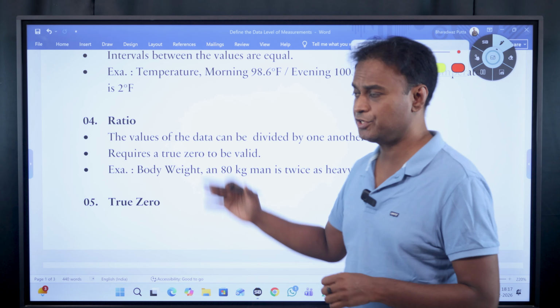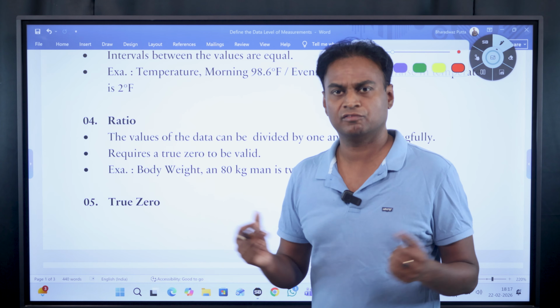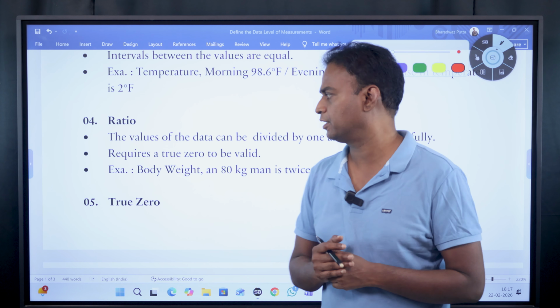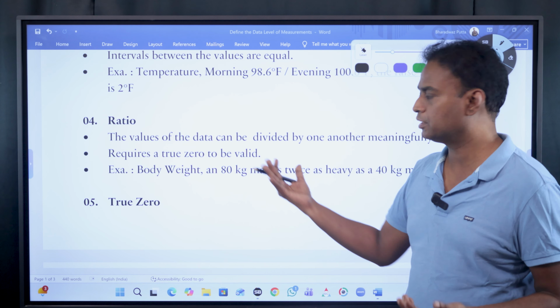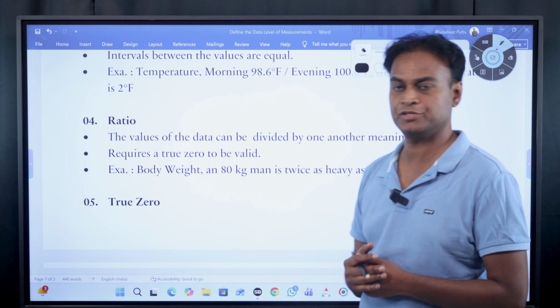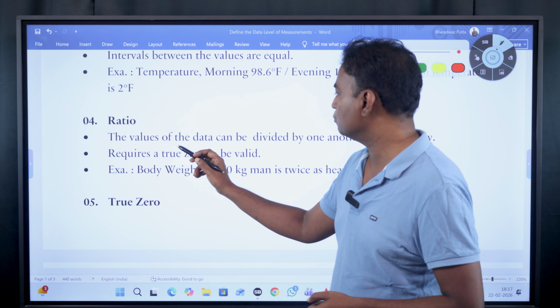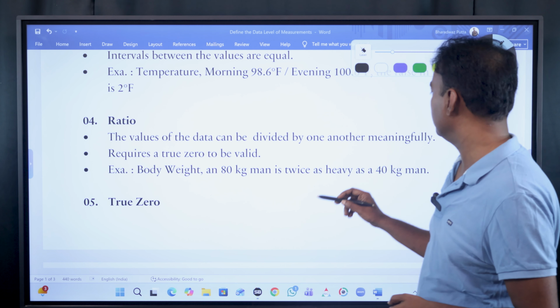And the next one is ratio. You are given a particular set of data. Can you calculate the ratio? If you can calculate the ratio, that data set has the property of ratio. The values of the data can be divided by one another meaningfully. It requires a true zero. The best example can be body weight.